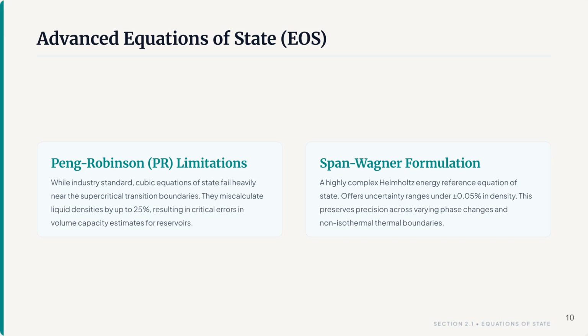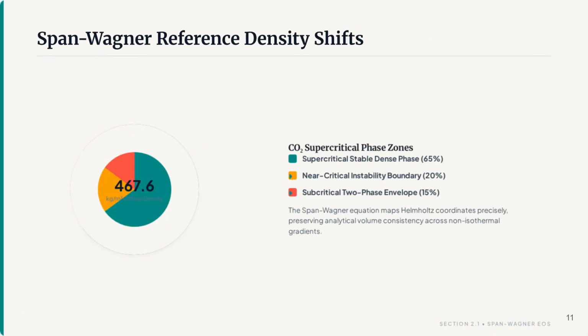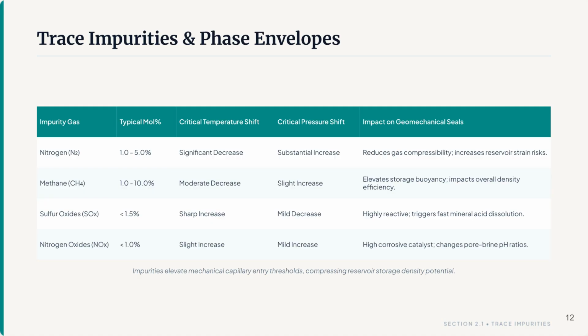Standard cubic equations like Peng-Robinson often struggle near supercritical boundaries. In contrast, the Span-Wagner formulation, based on Helmholtz energy, provides superior precision for density calculations in these complex environments. The Span-Wagner equation maps critical density shifts across various phases, including the stable dense phase, the near-critical instability boundary, and the subcritical two-phase envelope. Trace impurities significantly impact phase envelopes.